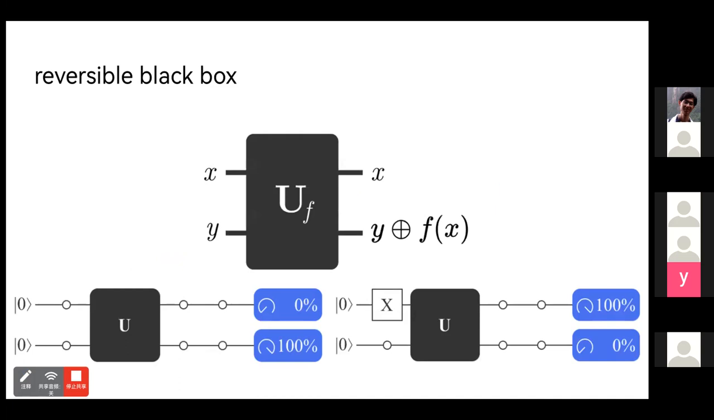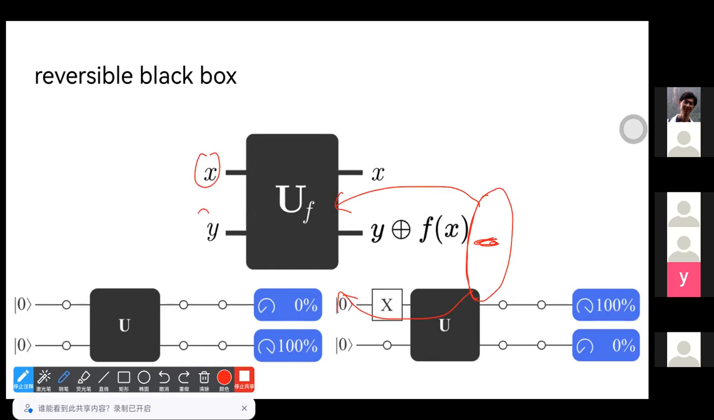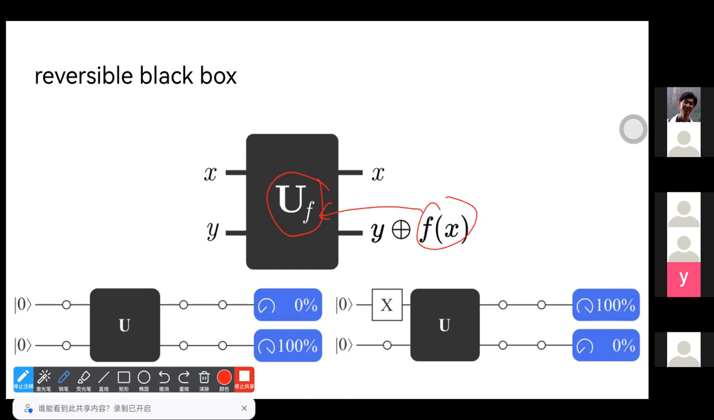Here we have a reversible black box. And there are two input qubits. This is one qubit and this is another qubit. And the output will be x and y tensor product (XOR) with f(x). f(x) is just a function, transformed by this unknown black box gate. So currently our work is to figure out what the f function is. So what is f?